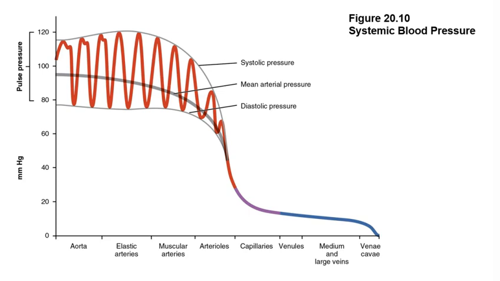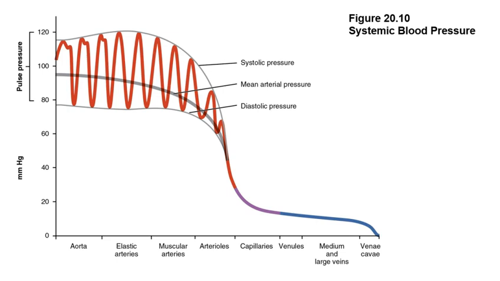Figure 20.10 from the OpenStax book shows blood pressure in millimeters of mercury on the vertical axis and the path of blood flow through the systemic blood vessels on the horizontal axis, beginning in the arteries, passing through the capillaries, and ending at the large venae cavae, such as the superior vena cava and the inferior vena cava, which return blood back to the right atrium of the heart.